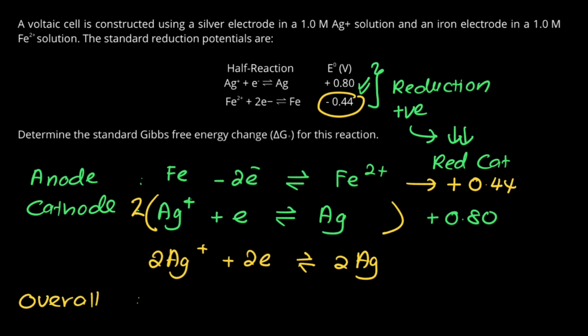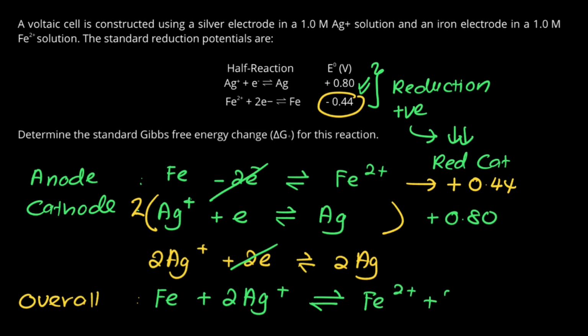So next up, we are going to do the overall reaction. So overall you will get Fe plus 2 Ag plus. Basically you can cancel the electrons, and then you will end up having Fe2 plus and 2 Ag. The same goes here: you just need to do the summation of it. So it becomes 1.24. Because the unit is volt, so 1.24 volt.